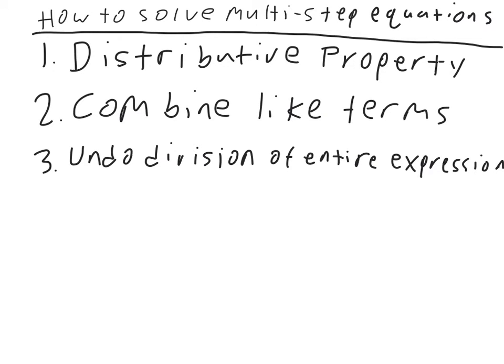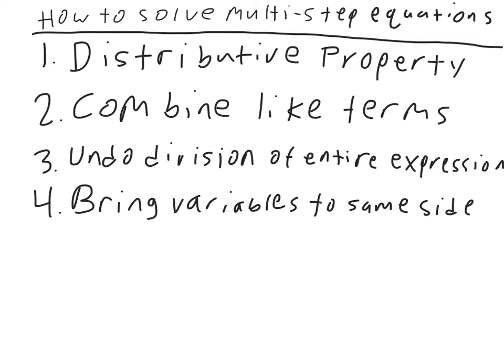Step 3 is to undo division of the entire expression. So we dealt with those in the 2-step problems, and you won't see them as much in the multi-step equations, but you might. So in the 2-step problems, we had x plus 3 divided by 7 on one side of the equals, and to undo that we had to multiply the whole thing by 7 on both sides of the equals sign. So that's what it's talking about there. If you have the entire expression being divided by a number, you undo that part by multiplying.